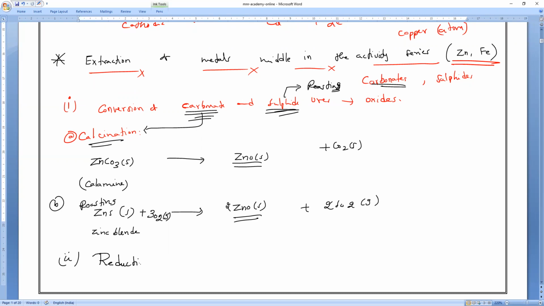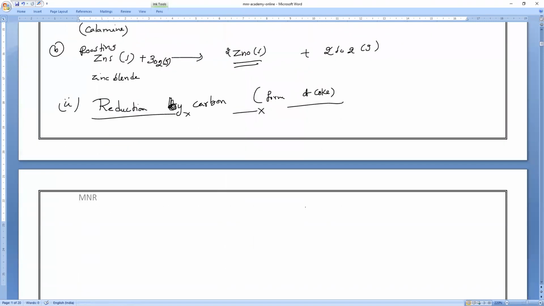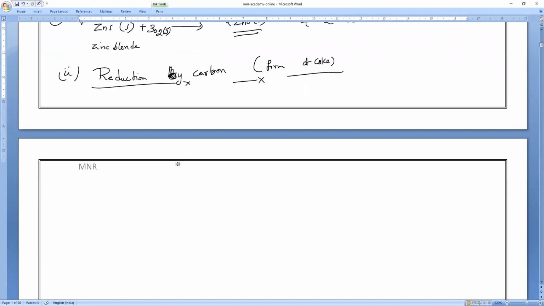Coke. Reduction by carbon. So reduction by carbon means, in the form of what we'll use? Carbon in coke, or this coal. So if you undergo the reduction reaction, sometimes displacement also will go. That is the example I told you yesterday before ending the meeting. Sometimes we'll undergo displacement also.